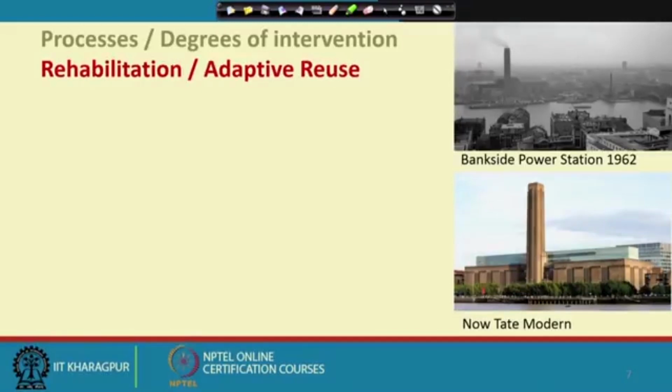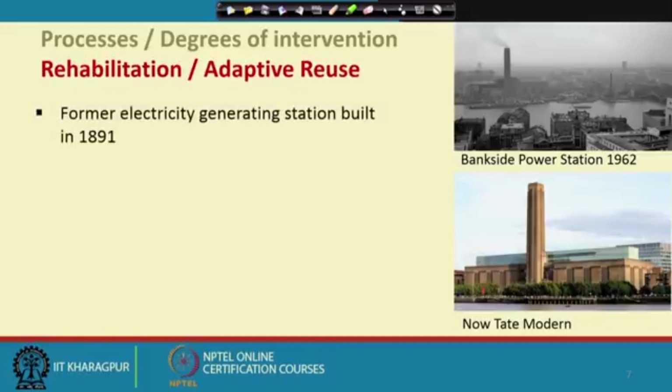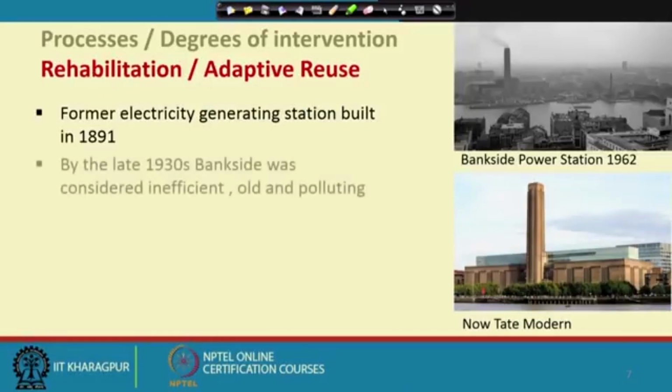Paul Cathedral along the river Thames, and it was initially a very important landmark of the Industrial Revolution, where a formal electricity generating unit was built in, as I said, 1891. By the late 1930s the Bankside was considered an inefficient, old and polluting source. So a lot of people really wanted to demolish this structure and make this riverside more beautiful, and others, though, felt this was an example of industrial heritage in today's context.